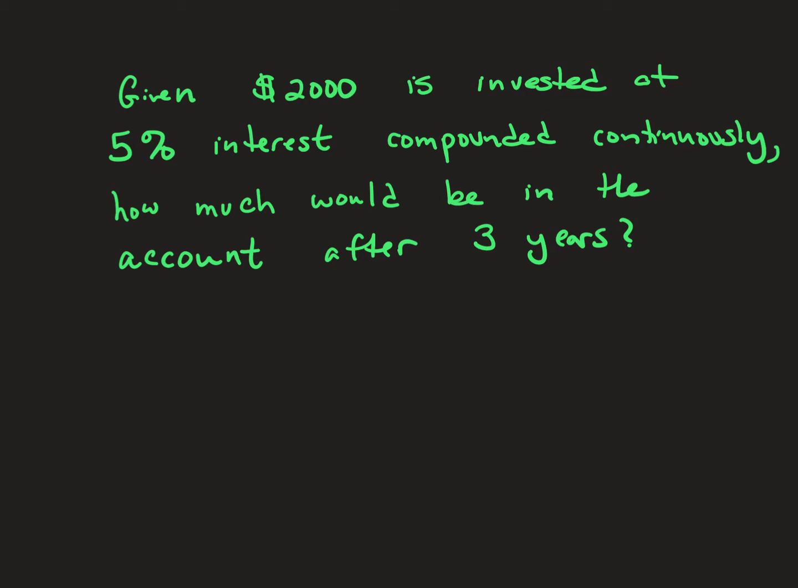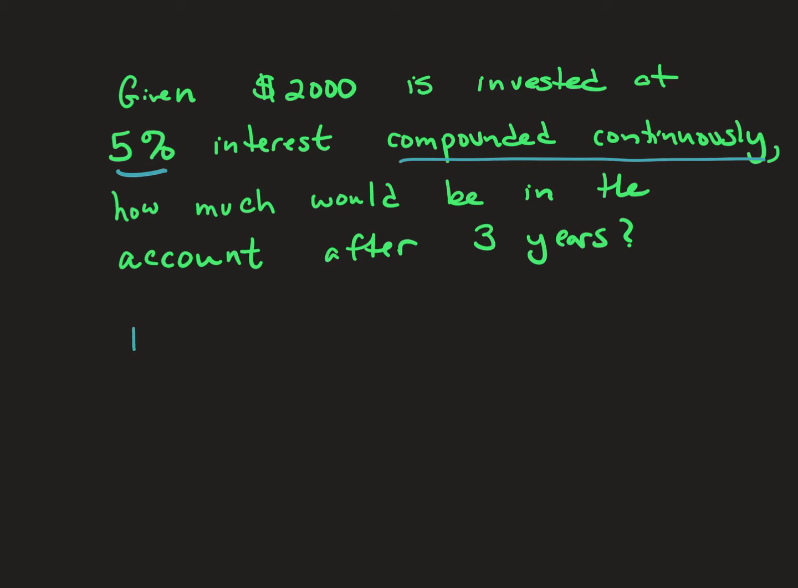All right, let's look at a couple examples. The two main examples that come up with continuously compounding interest. So the first one is I have $2,000, some money that I'm going to put into an account that has 5% interest that is compounded continuously. How much would be in the account after 3 years?